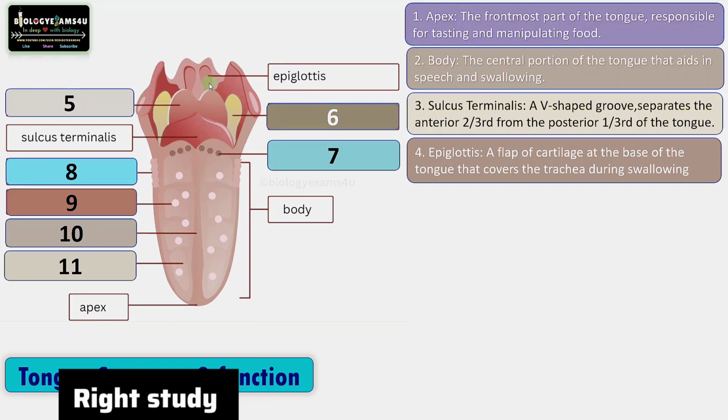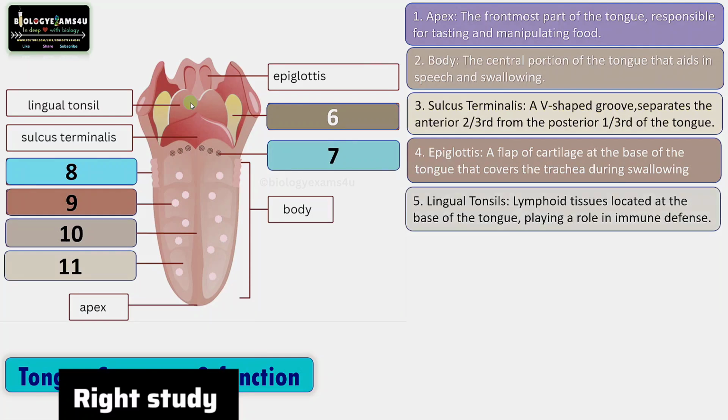The next structure is lingual tonsil. So this is the lingual tonsil. It is a lymphoid tissue that is located at the base of the tongue, playing a role in immune defense.